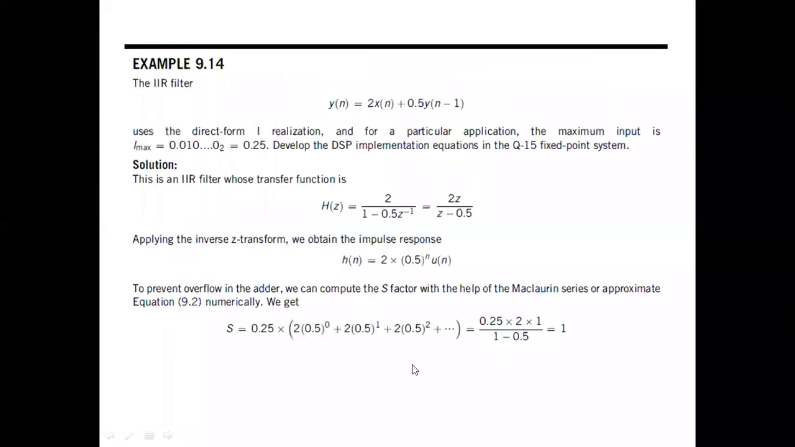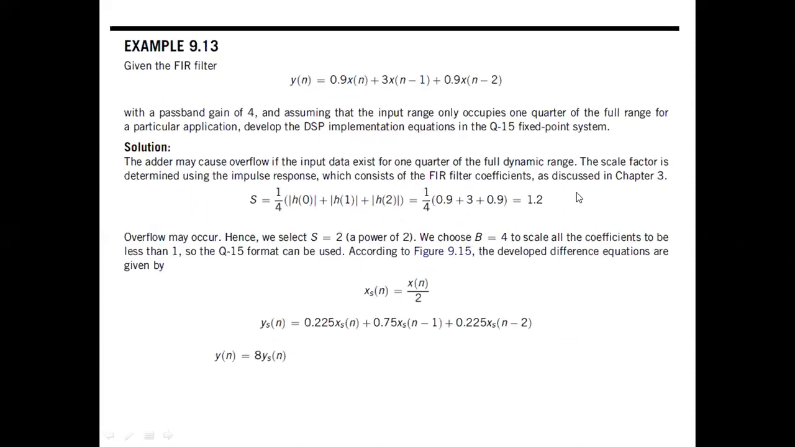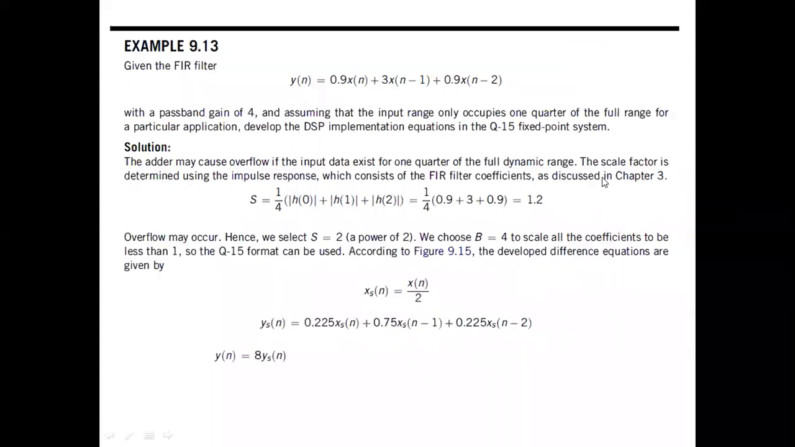Let us see an example. Here is a simple IIR filter, 2 into x of n plus 0.5 into y of n minus 1. We need to determine the impulse response so that we can identify the scaling factor. Why is it so? Let me take you back to that particular equation here, this one, S. As per this equation, we need to know the impulse response. Let us see, is it that complicated?